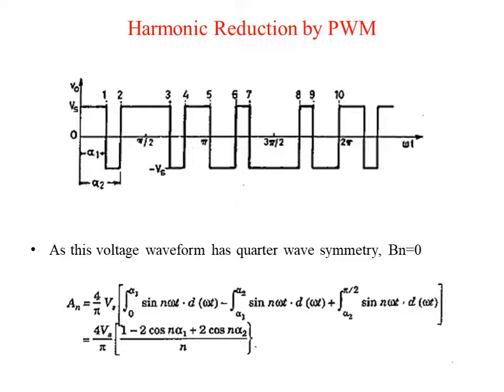The output voltage waveform is nothing but equal to Vs, and now if you solve this integration, we'll get the value of An is equal to 4 Vs divided by pi multiplied by (1 minus 2 cos n alpha 1 plus 2 cos n alpha 2) divided by n.